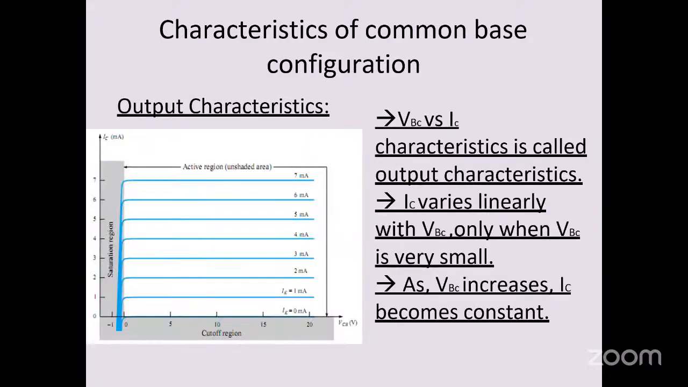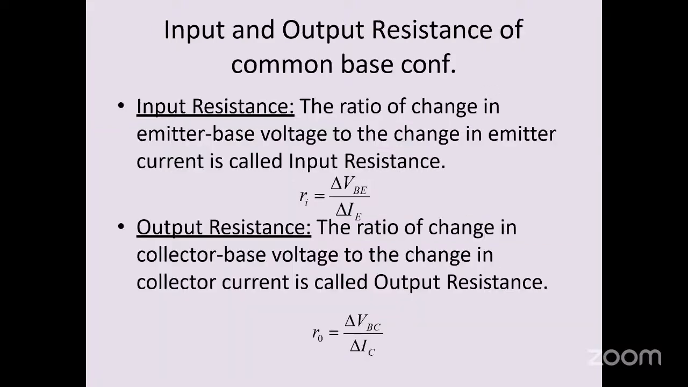Next, this is the common base configuration output characteristics. You get a constant current here in the cutoff region and the active region. So input resistance, output resistance.